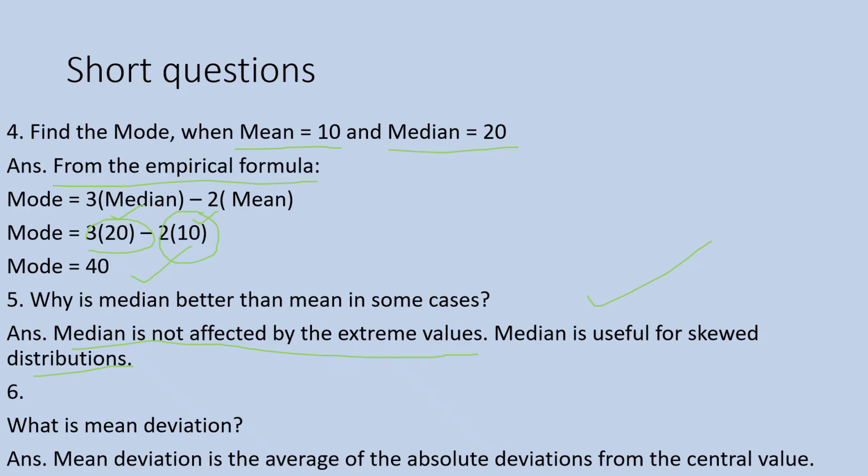The next question is, what is mean deviation? Mean deviation is the average of the absolute deviation from the central value. Here the term absolute is very important in case of mean deviation.